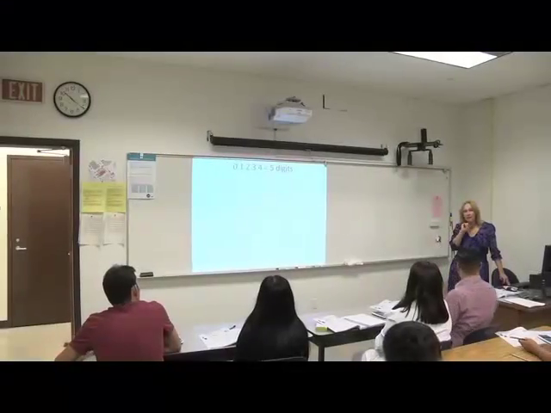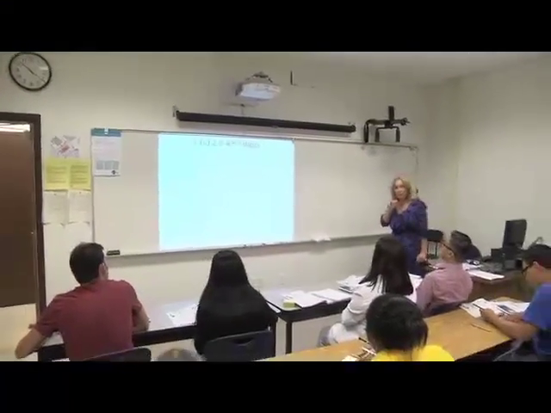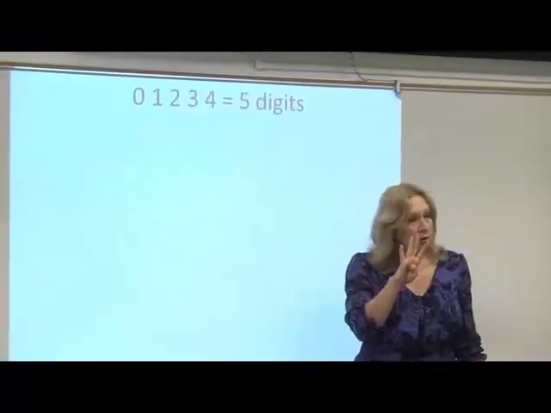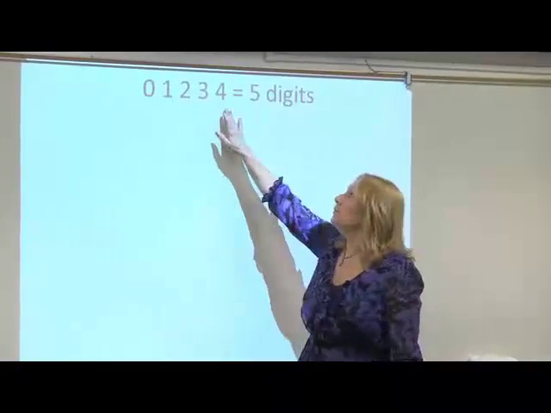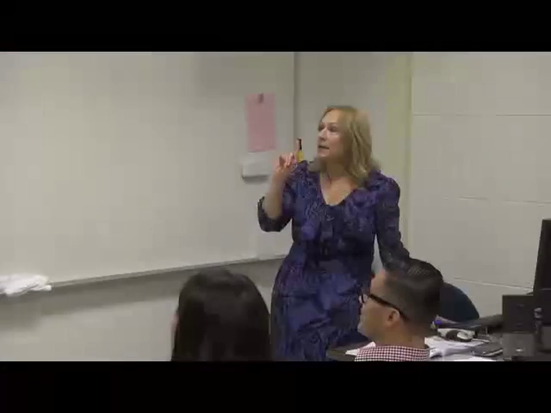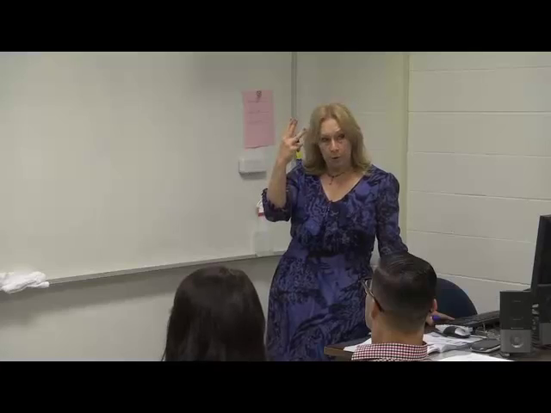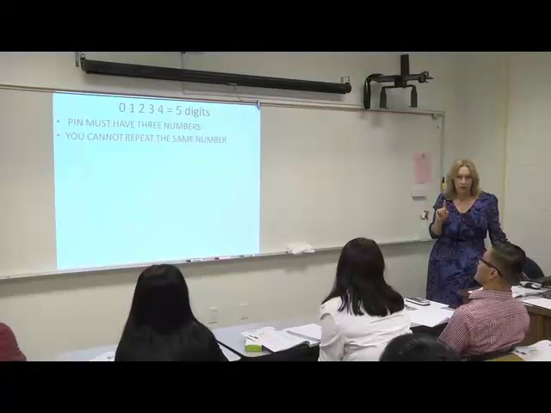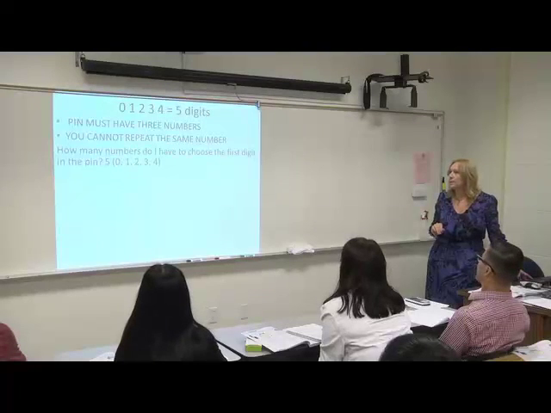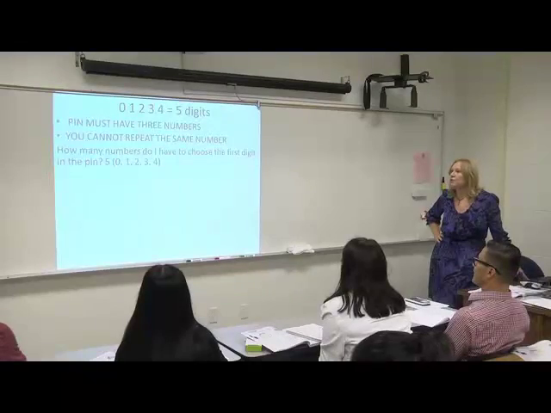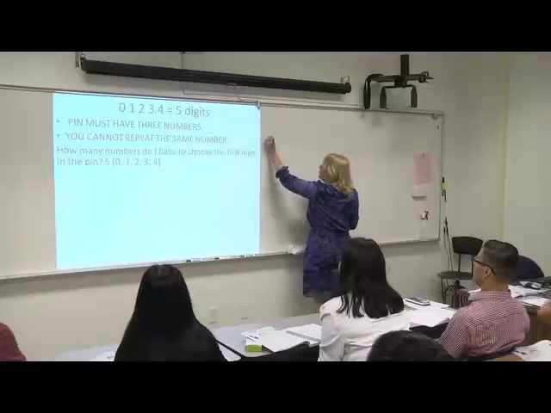There are 5 digits. That by itself could be your first mistake. You think that 0 to 4 are 4 digits? No. 0 to 4 has 5 digits. The PIN must have 3 numbers. You cannot repeat the same number. Okay? So, knowing this, how many numbers do you have to choose for the first digit in the PIN? So you have 3 digits.